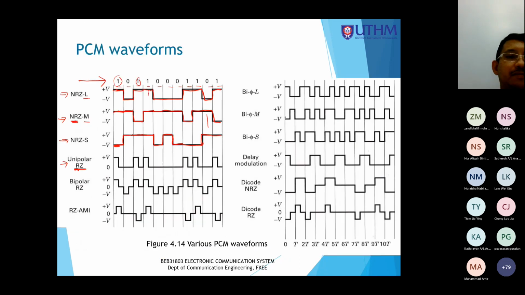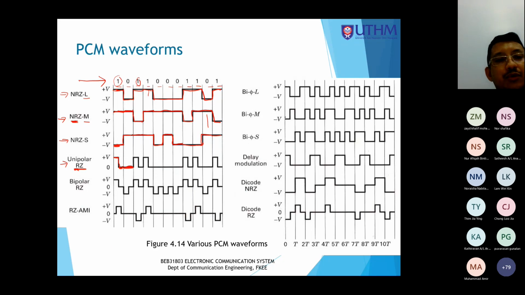So for RZ, within the bit time, the output voltage is always going to return to 0. Okay, so input logic 1 will produce positive output voltage at half of the bit time and then return to 0 volt. Input logic 0 will produce 0 voltage at the output.